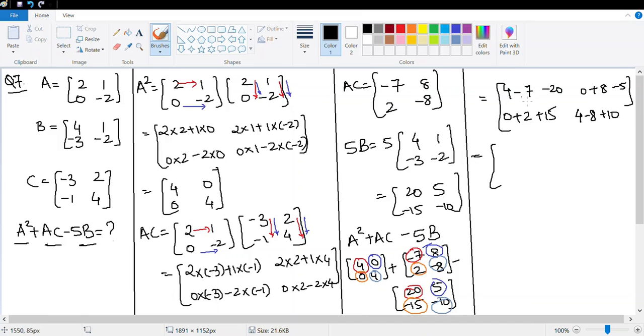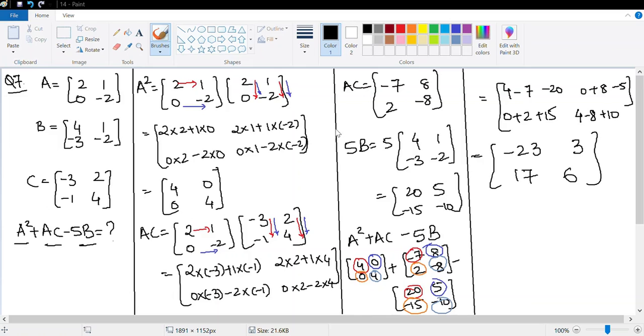So this is 4 minus 7, negative 3 minus 20 gives me negative 23. 0 plus 8 gives me 8, minus 5 gives me 3. 0 plus 2 is 2, 2 plus 15 is 17. 4 minus 8 is negative 4 plus 10 gives me 6. Perfect. Let's move on and let's solve the next question.